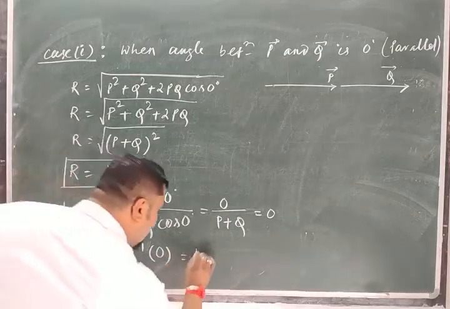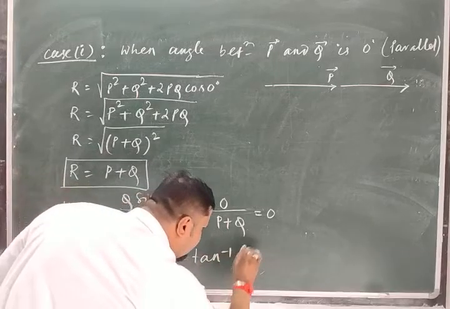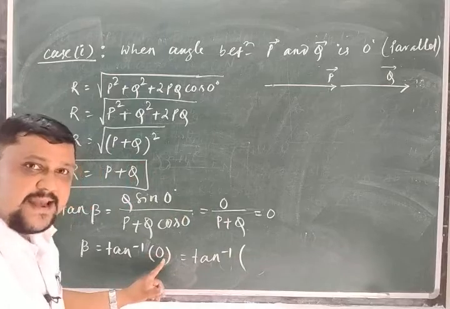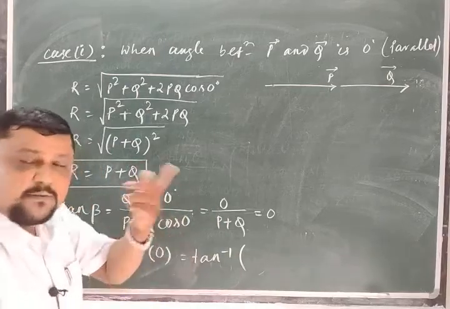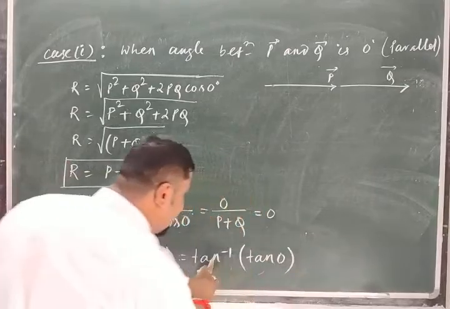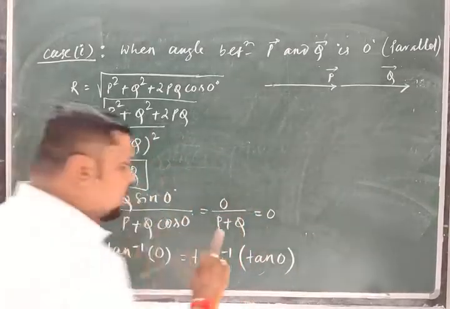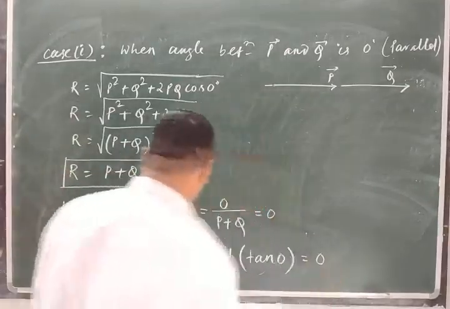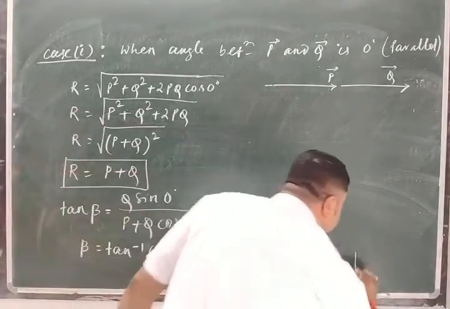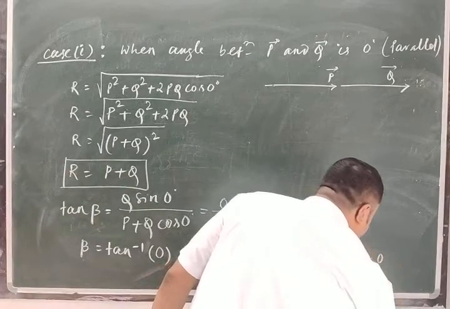What is tan inverse 0? See how the procedure goes. Tan of 0 degrees gives the value 0, so tan inverse 0 is tan inverse of tan 0. Tan inverse into tan is 1, and 1 into 0 is 0. So beta is equal to 0.